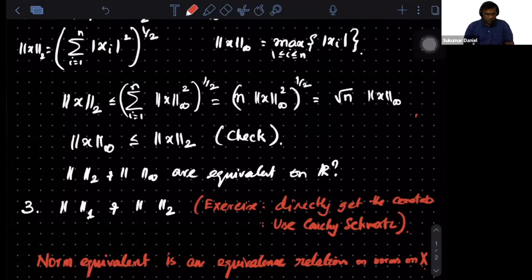So what I need to check is whether a norm is equivalent to itself, that is reflexive. If norm 1 is equivalent to norm 2, is it true that norm 2 is also equivalent to norm 1? And if norm 1 is equivalent to norm 2, and norm 2 is equivalent to norm 3, then norm 1 and norm 3 are also equivalent.